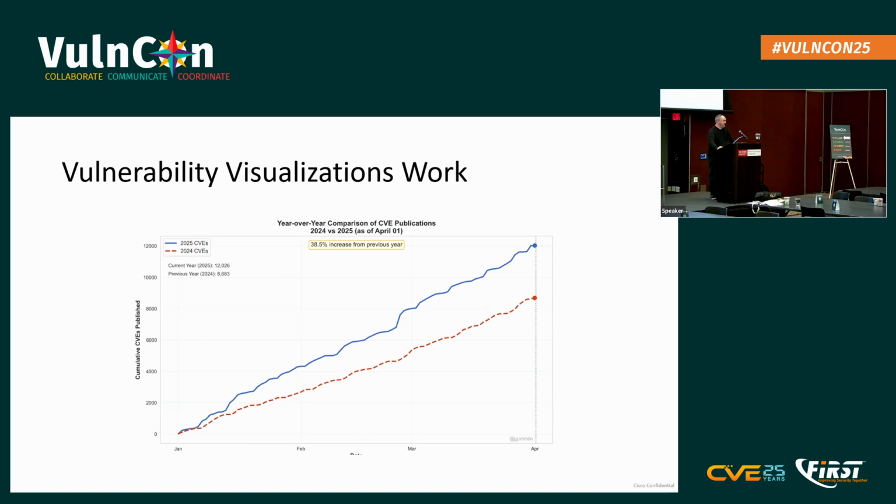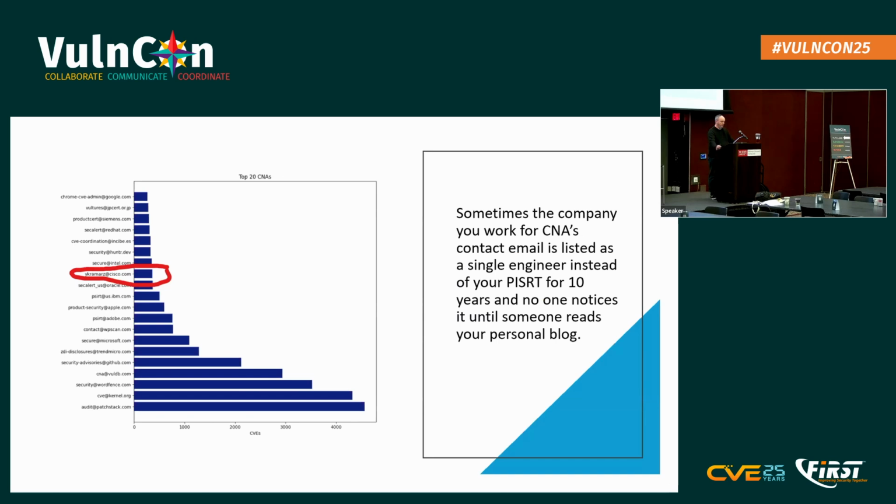Vulnerability visualizations work, and work really well. I post something like this on LinkedIn every month, and it always gets a million likes. It's just a simple graph that says how many new CVEs there are this month versus last year. People love it. I want to give this to everybody who wants to build these kinds of graphs themselves. It's super easy. The third reason is because nobody looks at the data.